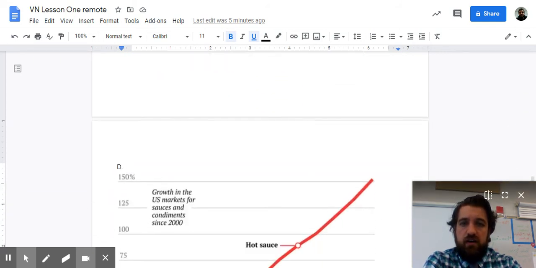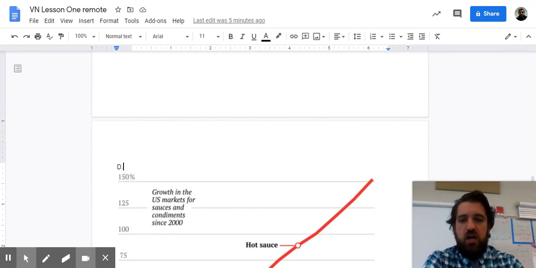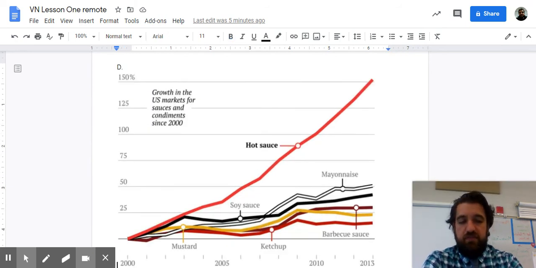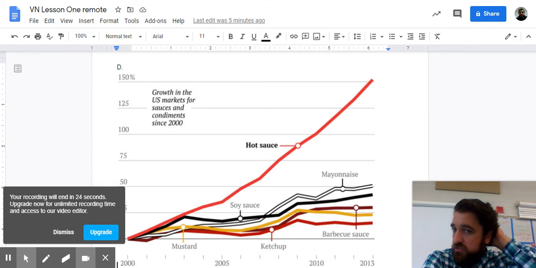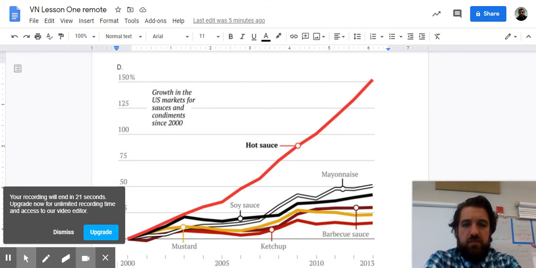We continue on. Now, it's kind of silly, but we're talking about condiments. So I bet you didn't think you'd be looking at a graph about hot sauce. But here we are looking at a graph about hot sauce. So this shows the growth of these different condiments from 2000 to 2013. So you can see hot sauce, mayonnaise, soy sauce, barbecue sauce, mustard, and ketchup. So my first video is going to time out on me here. So there'll be a bit of an interruption, and then I will talk more about hot sauce in a minute.